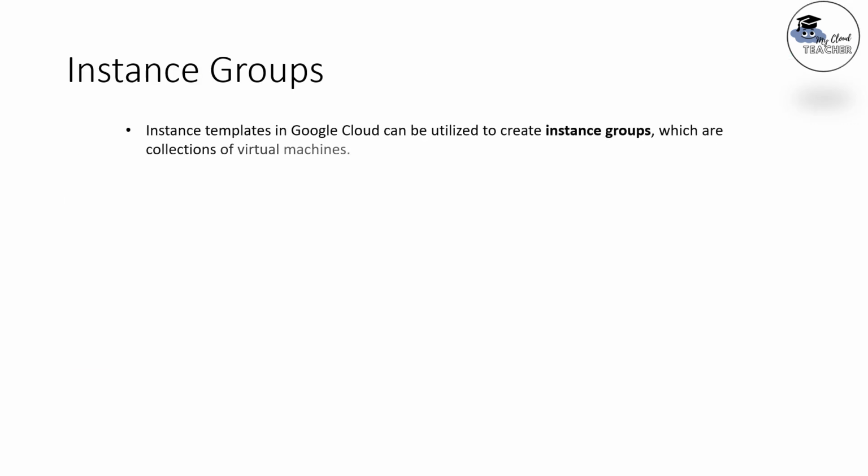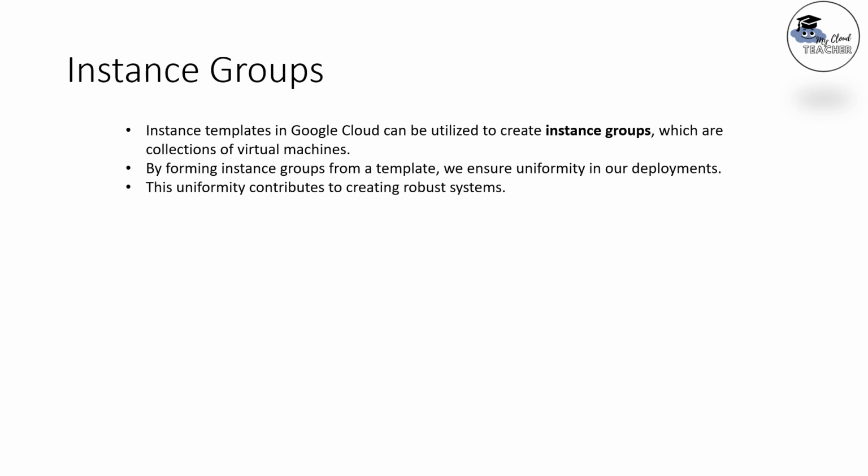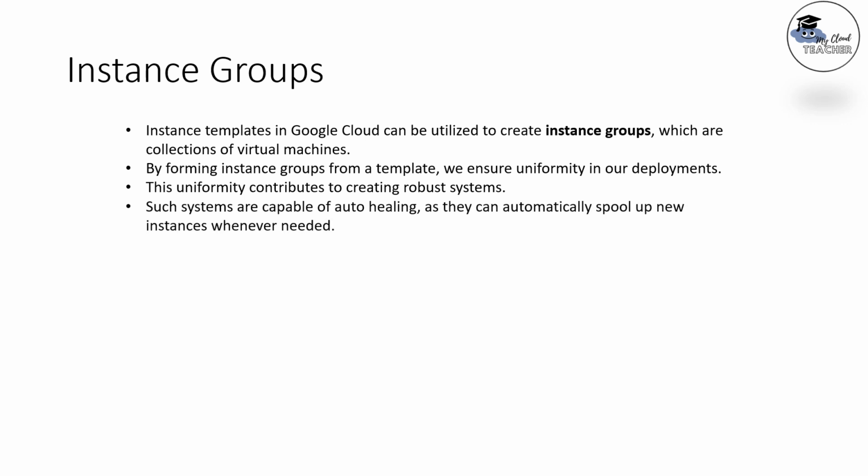Instance templates in Google Cloud can be utilized to create instance groups, which are collections of virtual machines. By forming instance groups from a template, we ensure uniformity in our deployments. This uniformity contributes to creating robust systems. Such systems are capable of auto-healing, as they can automatically spin up new instances whenever needed.